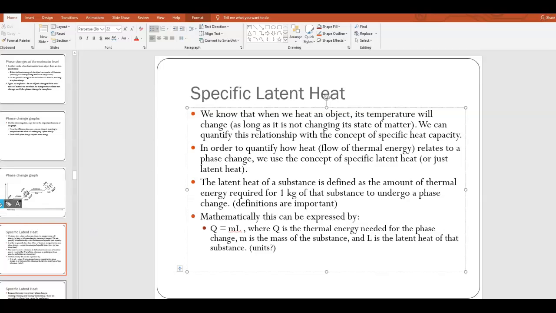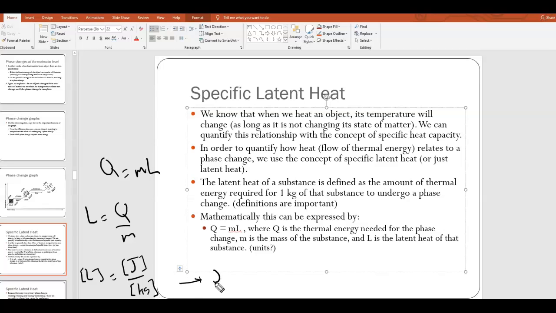Now, based off of the equation Q equals mL, you should be able to figure out what the units of L are. If you just solve this equation for L, it's Q over M, and so the units of L would be the units of Q, which is joules, divided by the units of mass, which is kilograms. So latent heat, the unit is joules per kilogram. And again, definitions and units are important.